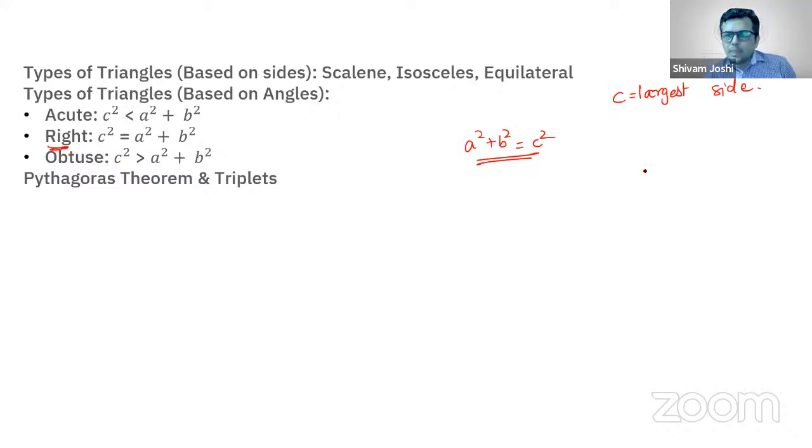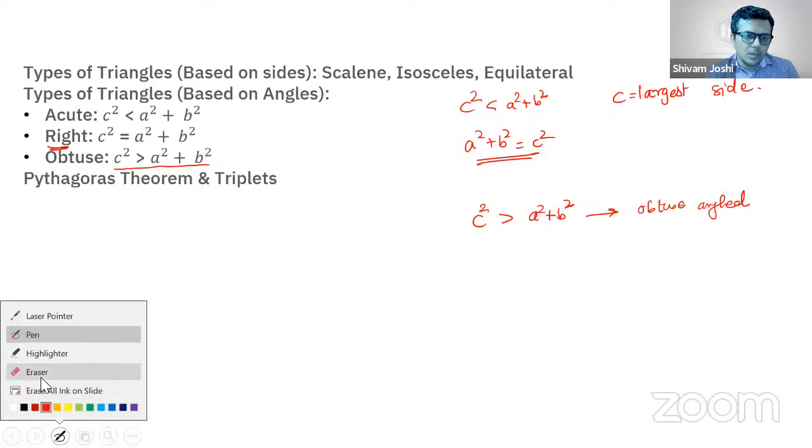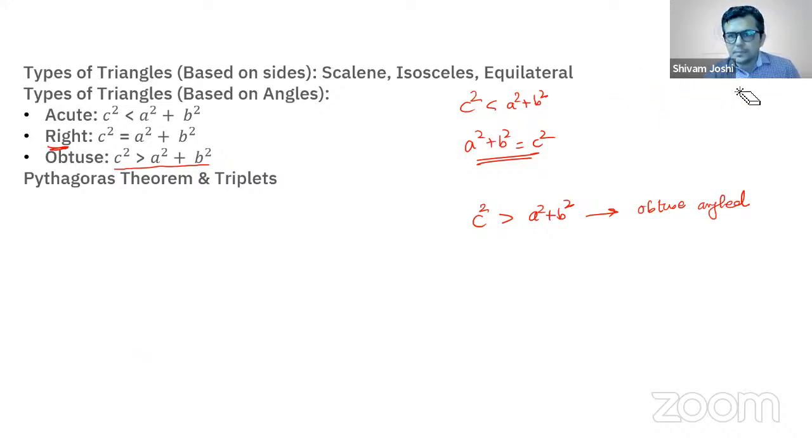Okay. Sometimes if your c square is greater than a square plus b square, then you can conclude that it is obtuse angled triangle. And if your c square is less than a square plus b square, you can conclude that it is acute angled triangle. Every time we are comparing from the point of view of c square, okay, c square we are comparing with a square plus b square. If c square is less, it is acute. If c square is more, it is obtuse.